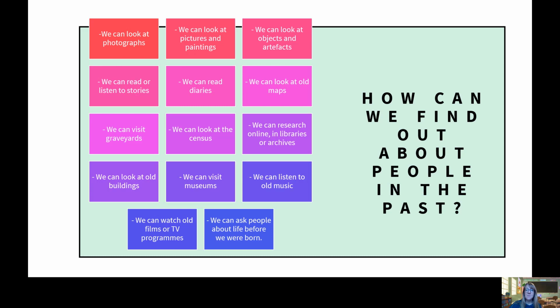We can visit museums. We can listen to old music. We can watch old TV programs or old films. We can ask people about life before we were born. So there are loads of different ways, and there are even more ways than I've written there on the screen. So you might be able to even think about more ways that we can find out about people in the past.